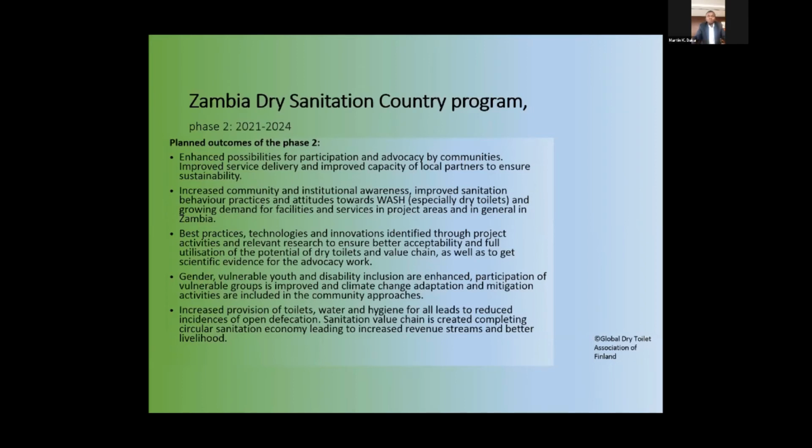And this speaks also in line with this year's theme for World Toilet Day, which speaks into sustainable sanitation and climate change. So we really appreciate the focus. Increased provision of toilets, water, and hygiene for all leads to reduced incidence of open defecation. Then sanitation value chain is created, completing the circular sanitation economy, leading to increased revenue streams and better livelihoods. So the next slide, please.